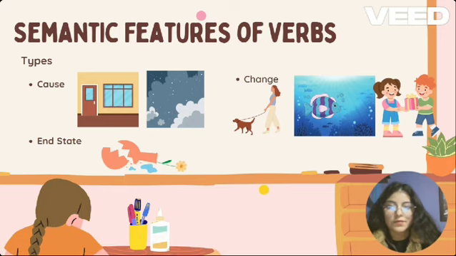And end state. Verbs like break show the resulting state of an action. For example, the vase broke when it fell.